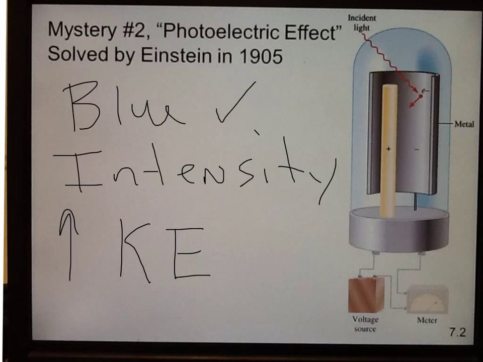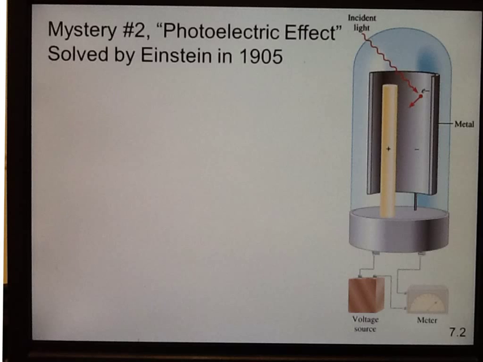And when they do this, the answer is no. They do not have more kinetic energy. But what they do notice is this, that more electrons are actually removed. They get more current. The current increases, right? So we get more amps, greater number of amps. Classical physics could not explain this problem either. So, how did Einstein fix this problem?